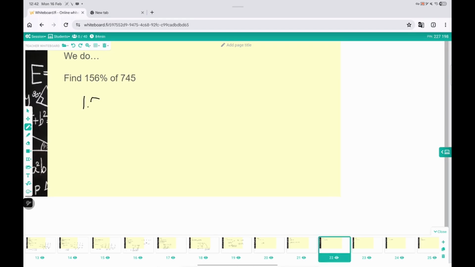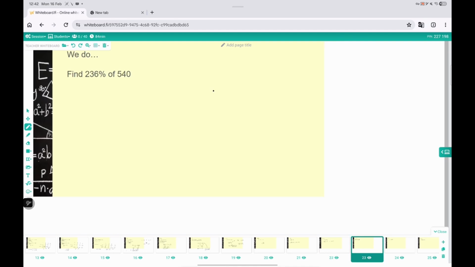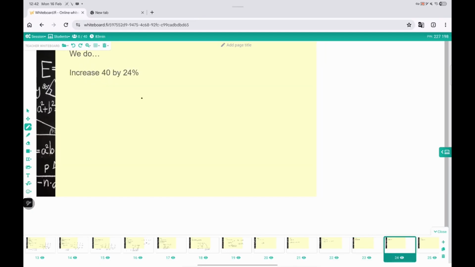Okay, 156% of 745. That means we're doing 1.56 times 745. Okay, so 1.56 times 745 is going to give me 1,162.2. Right, 236% of 540. I know what I was thinking here, but we don't actually need that question. Let's move on.